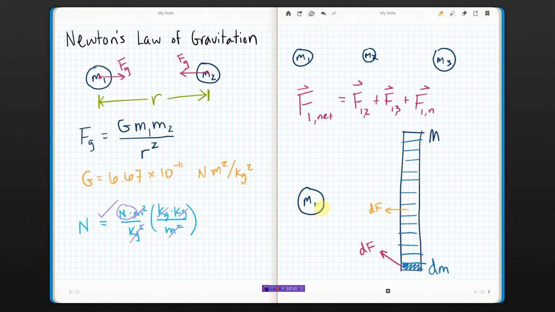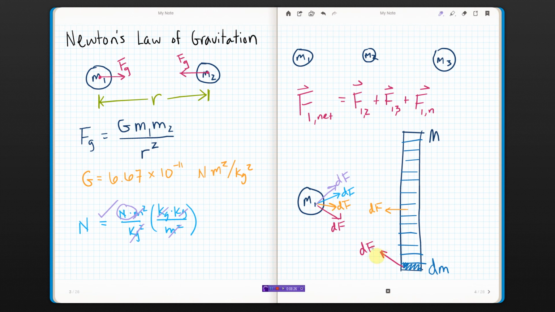And remember, on M, we have all the corresponding pieces. This would be this little piece and that little piece. If you did that for all of them, you'd end up with all these little forces coming from all these little pieces. From our law of superposition up here, if we treat all of these little pieces as particles, then the total force of gravity on our particle number 1 would be all the little forces from the other particles added up.